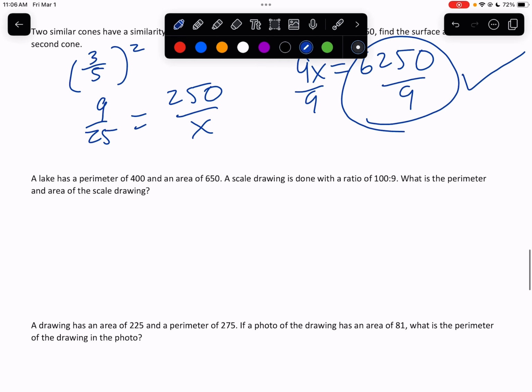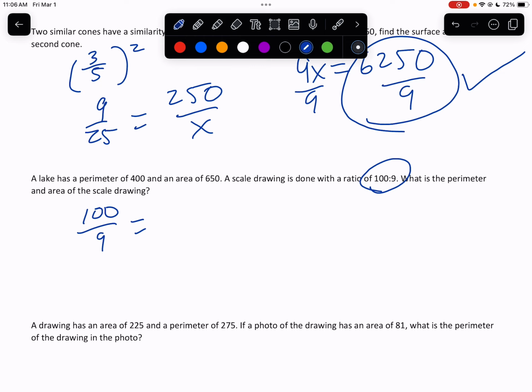A lake has a perimeter and an area of 400 and 650. A scale drawing is done with that ratio. So it's 100 over 9. But we need to square the ratio to work with area. Oh, we were going to do perimeter and area. So what do we do with perimeter? Do you remember? The perimeter, you just leave it alone.